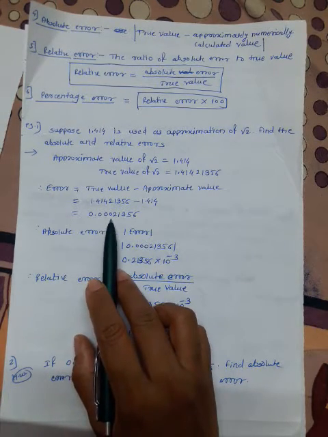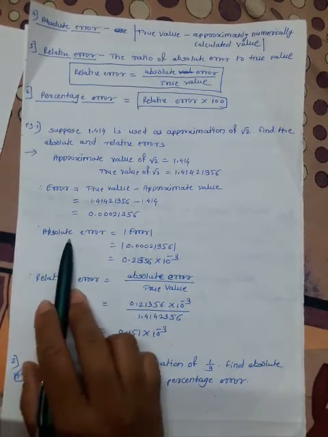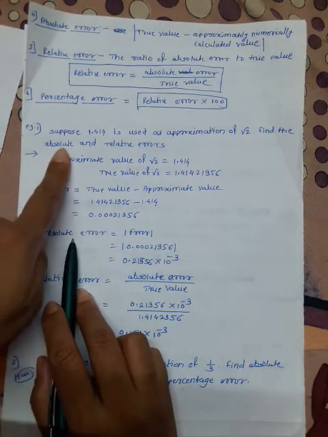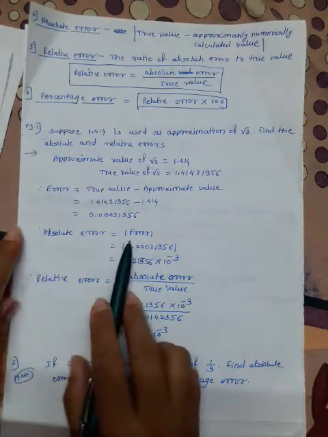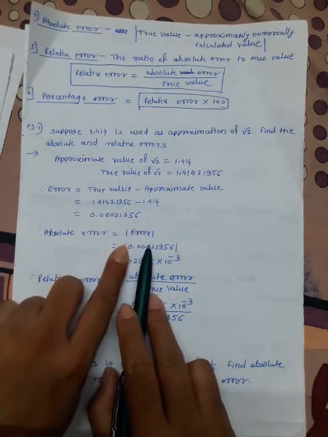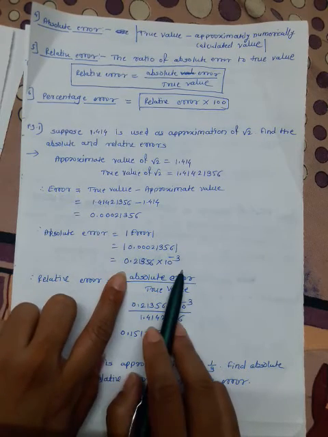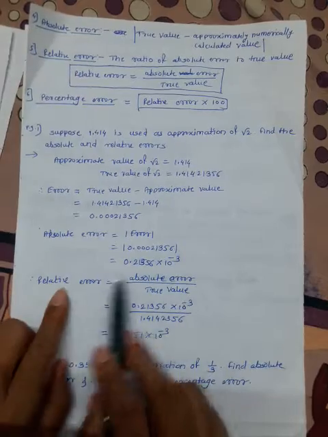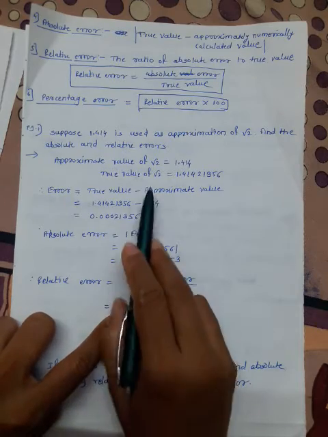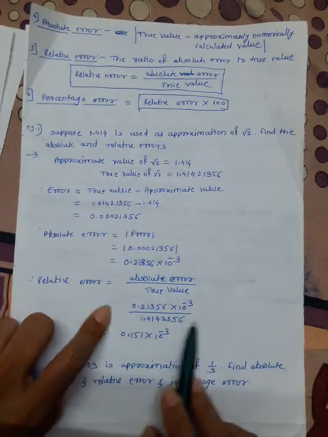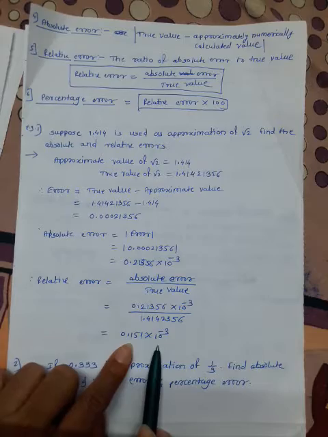The answer is 0.00021356. Okay, now what is the question? We need the absolute and relative error. Absolute error is nothing but the modulus of true value minus approximately calculated value, that is this error, and the modulus value is as it is. This is not a negative value. If it is a negative value, take it as positive, that is the absolute error. Now calculate the relative error. Relative error is nothing but absolute error divided by true value. This absolute error value divided by the true value, calculate on the calculator, we get the answer 0.151 into 10 raised to minus 3. This is the relative error.